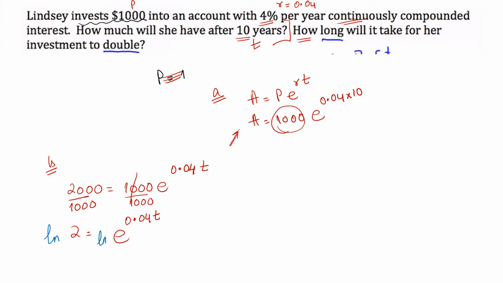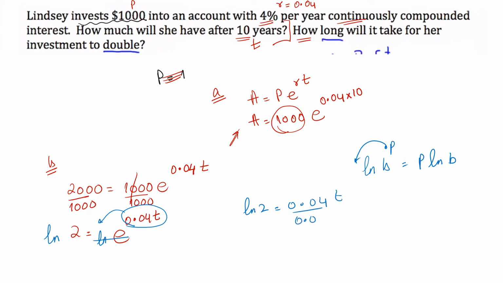We have a property of the log that if ln of b to the power of p is written, the power comes before the log. So it becomes p ln of b. Similarly, the power will come before the log, and since log and e are the inverse of each other, ln and e will cancel out. So simply cancel out, no need to bring it down because it will come down automatically. So 0.04t. Since we want to find t, we divide both sides by 0.04.